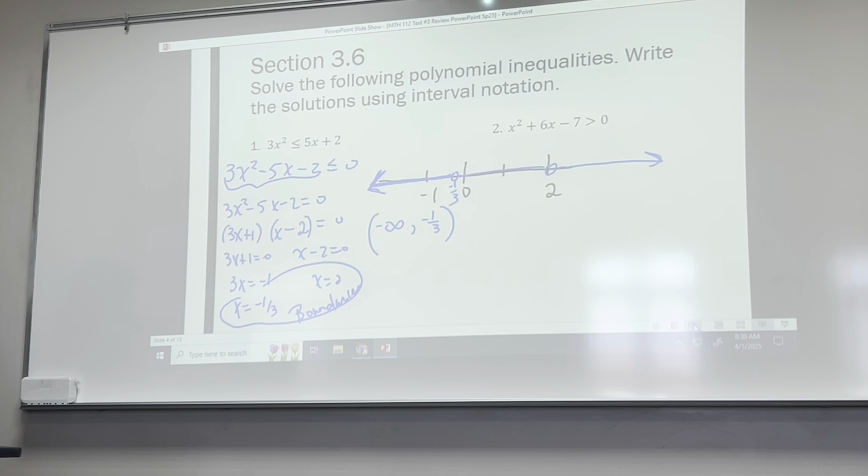I know -1/3 is equal to 0. What happens to the left of that? Is it more or less? And then I have an interval between what? The -1/3 and the +2. And then I have an interval from 2 to infinity. So I call these the test intervals, right? You're gonna test these to see which ones work.